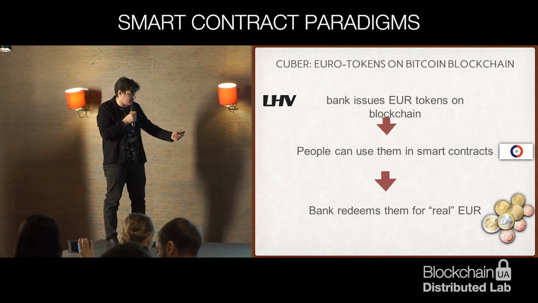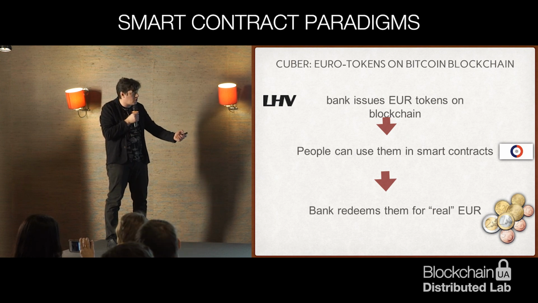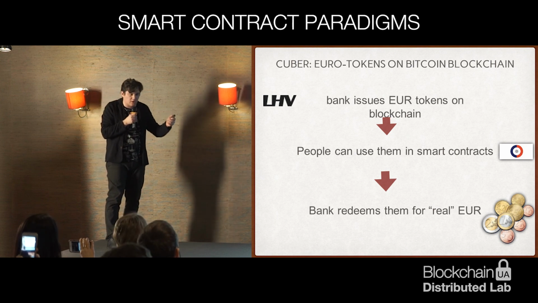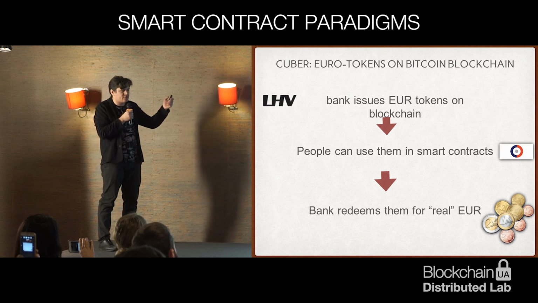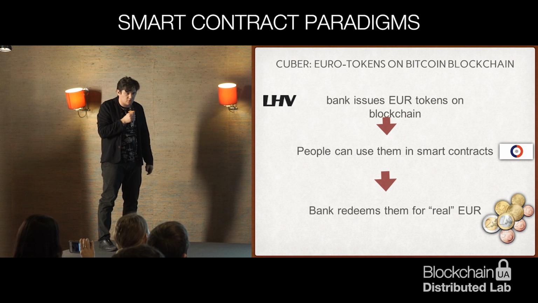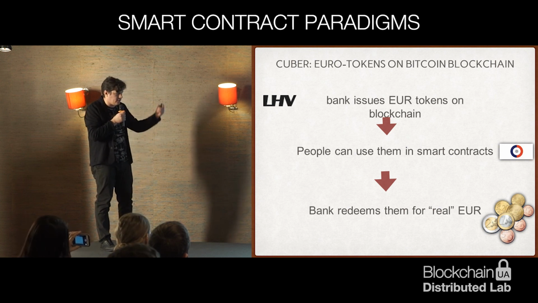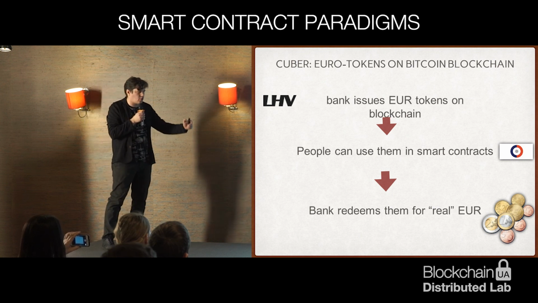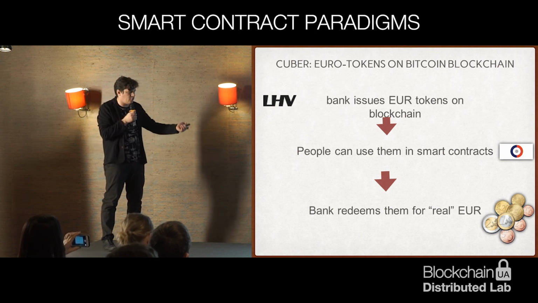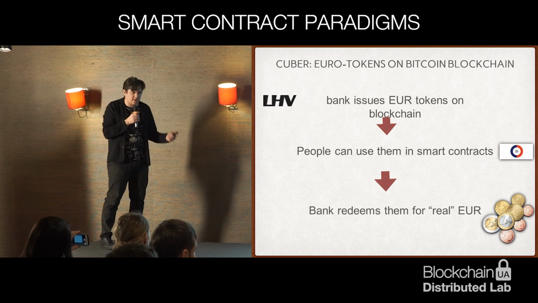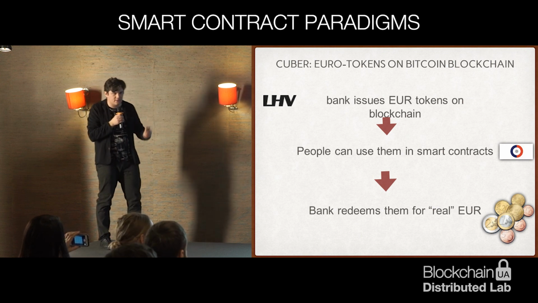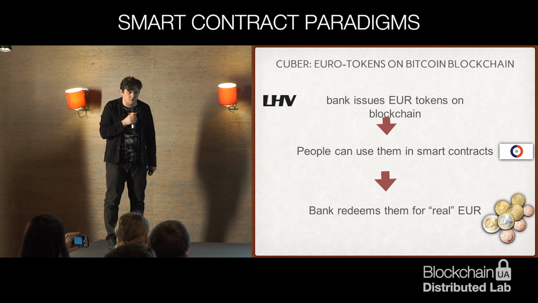Basically, let's consider an example of how it can be enforced in the real world. This is a case which my company worked on. LHV Bank issued euro tokens on the Bitcoin blockchain. So people can use these tokens in a smart contract on the Bitcoin blockchain. And finally, somebody who got these tokens as a result of the contract can exchange them for real euro. So you see here the bank enforces the smart contract results. Basically, the bank takes data from the blockchain and enforces it by offering people actual cash or money on their account.